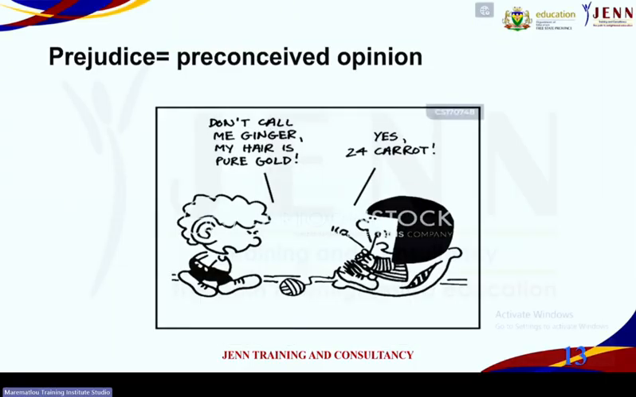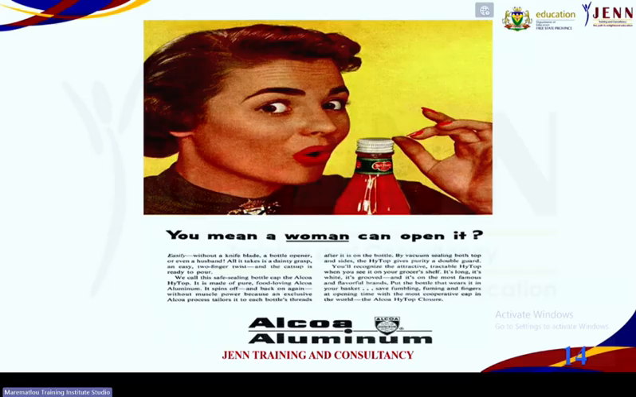We also talked about prejudice, where we have a preconceived opinion. There's an opinion about ginger-haired people, and in this cartoon we see that. We also have preconceived notions about groups of people, there's intolerance and prejudgments of people. Like in the next slide, we talked about the prejudgment that she needs a husband to open a bottle for her. She is not strong enough to do it, and this company is using that prejudice in their advertisement to sell a product.